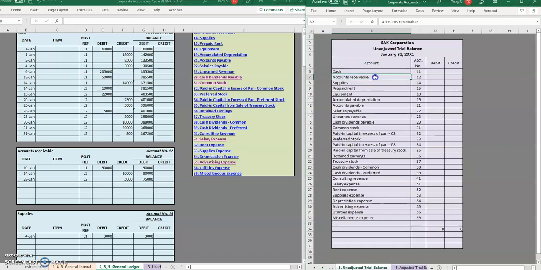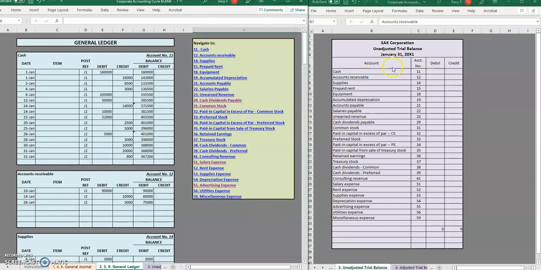So if we take a look at these two pieces, what an unadjusted trial balance does is it lists every single account that we have. So each of these accounts are listed out here. And what it tells us is after we post all of those general journal entries to the general ledger, what is the balance in each of those accounts? So we're literally just going to be going through each ledger account and taking that final balance. So for example, here for cash, it has a $367,200 debit balance. Accounts receivable, $75,000 debit balance.